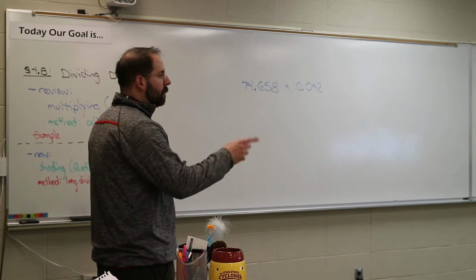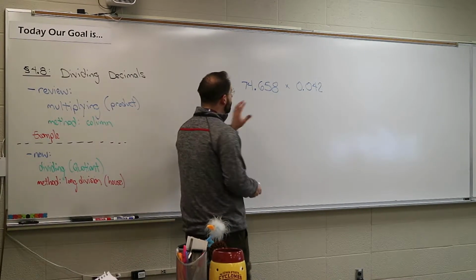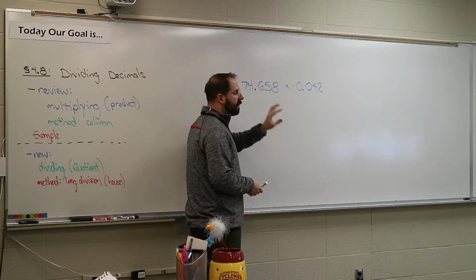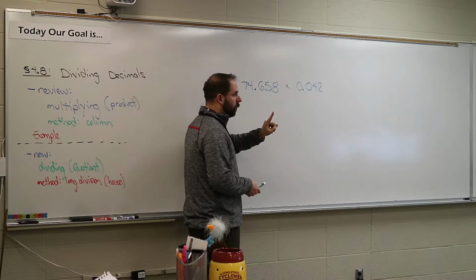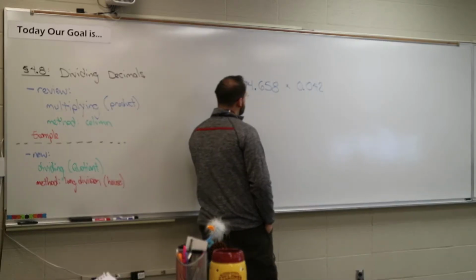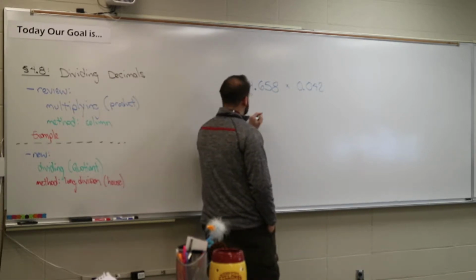Now, we talked about two different methods, right? We had the column method and we had the lattice method. On this particular problem, go column method and forget the decimals and forget the zeros. So, if we're going to write this down, what number should I put on the top? Do you guys remember from last week? First one, right?